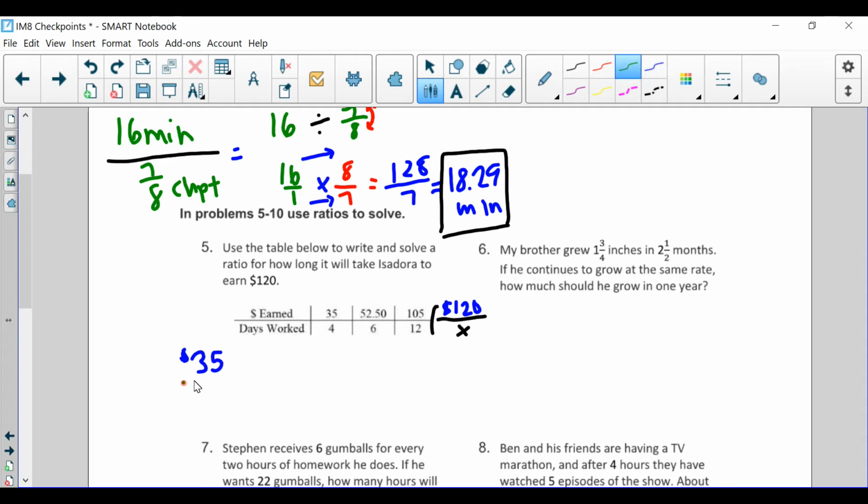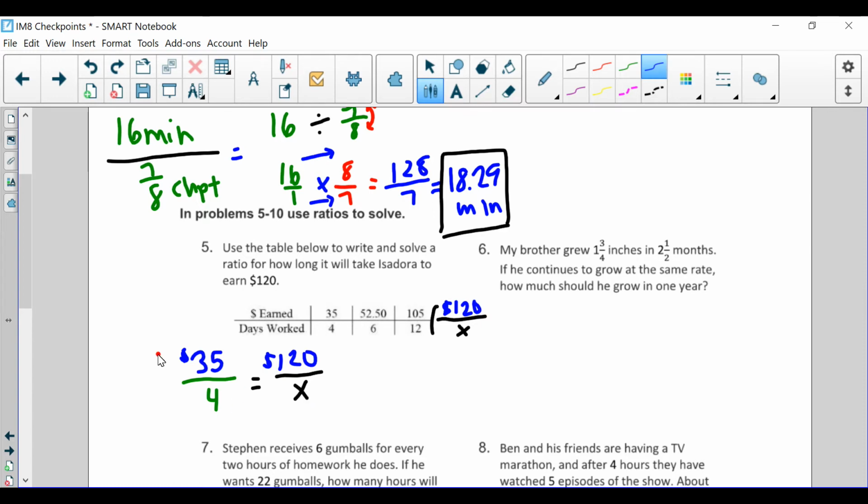She earns $35 in 4 days, and we want to know how many days she has to work if she wants to earn 120, and then I'm going to divide that by X. Now remember when we did these problems, we were like, oh my gosh, these are denominators, how do I get rid of them? Well, you get rid of them by multiplying by them. So you see how the denominators are 4 and X?